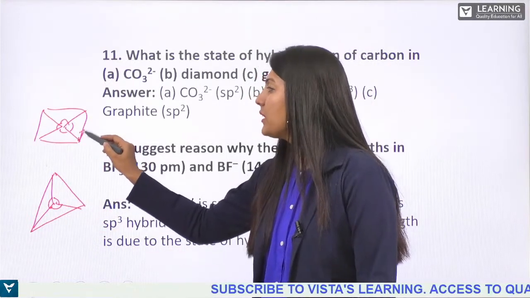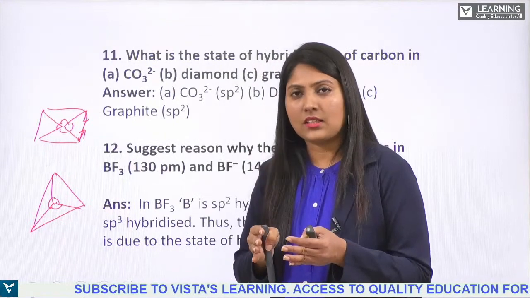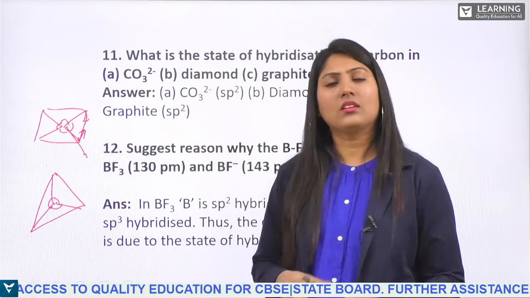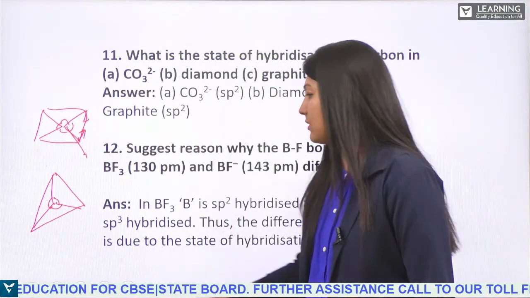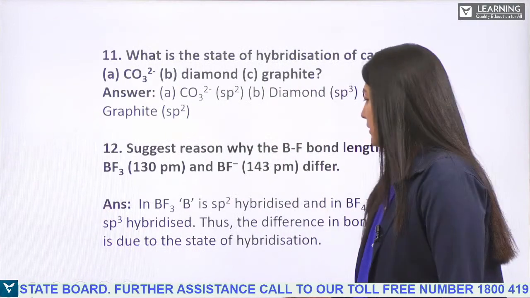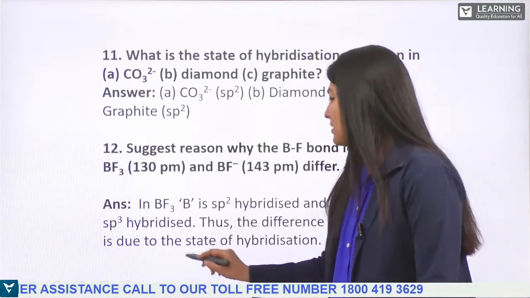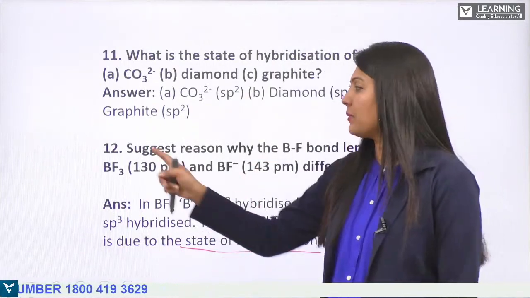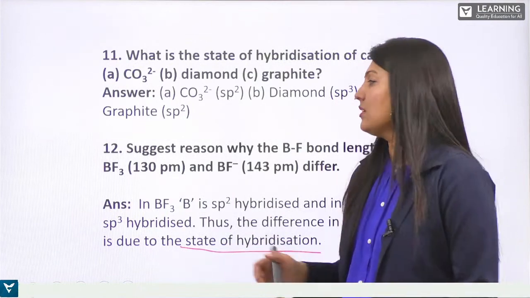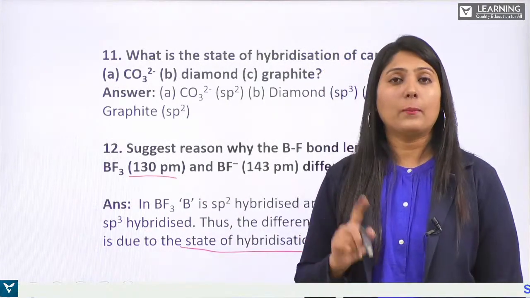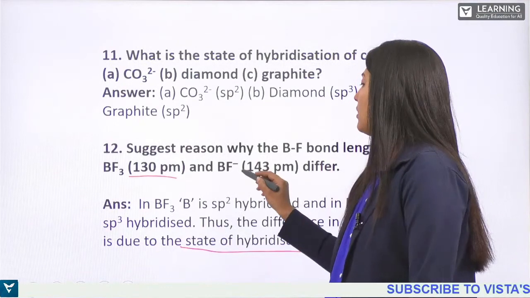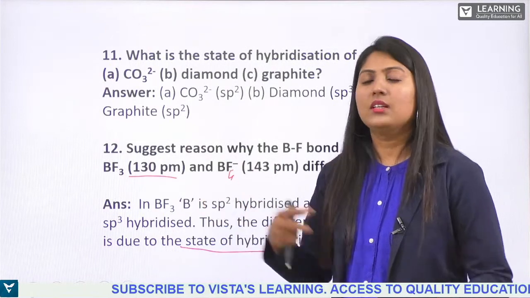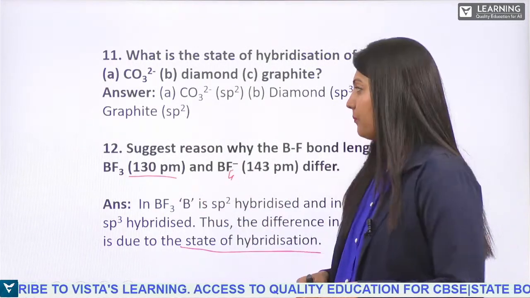So here hindrance will be there. The space will be congested. So what happens? They move far apart. When they move far, the bond length increases. So the difference in the bond length is due to the state of hybridization. If you have sp2, then it will be in the same plane, so bond length will be less. So you have 130 picometer for boron trifluoride, whereas for BF4 minus, we have 143 picometer due to the hybridization.